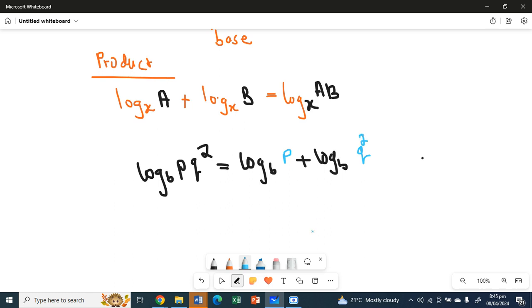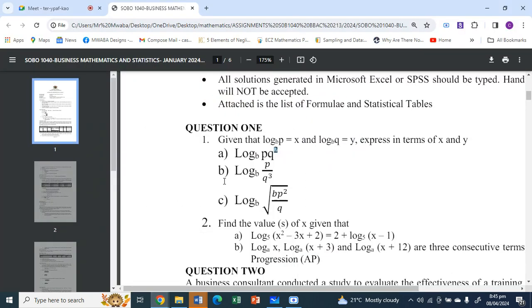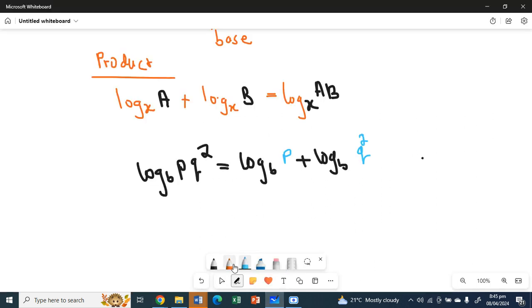Now we're not yet done because yes, log_b p, we can substitute it with which value? I think that was x. Yes, we can substitute it with x, but we can't substitute q squared with y. So now we need to apply the power rule. And this is the power rule.